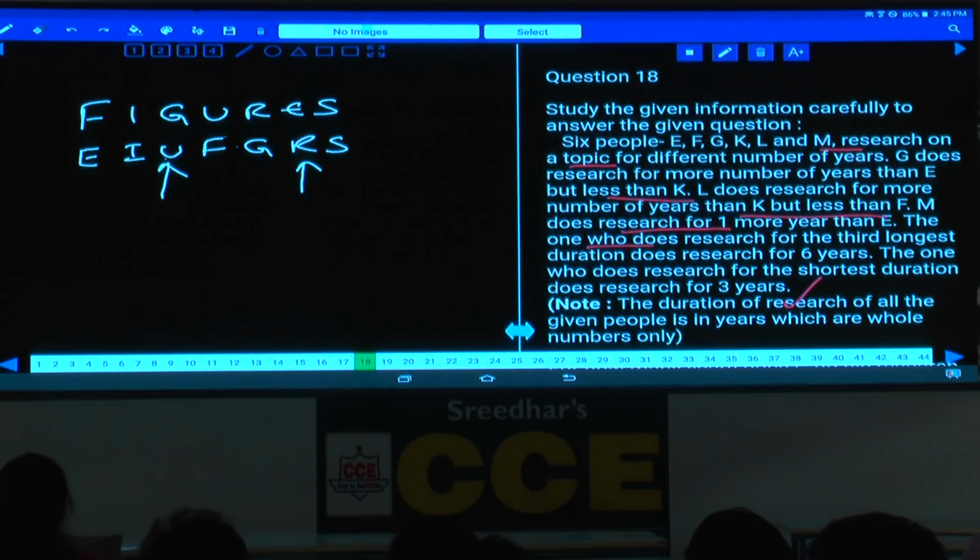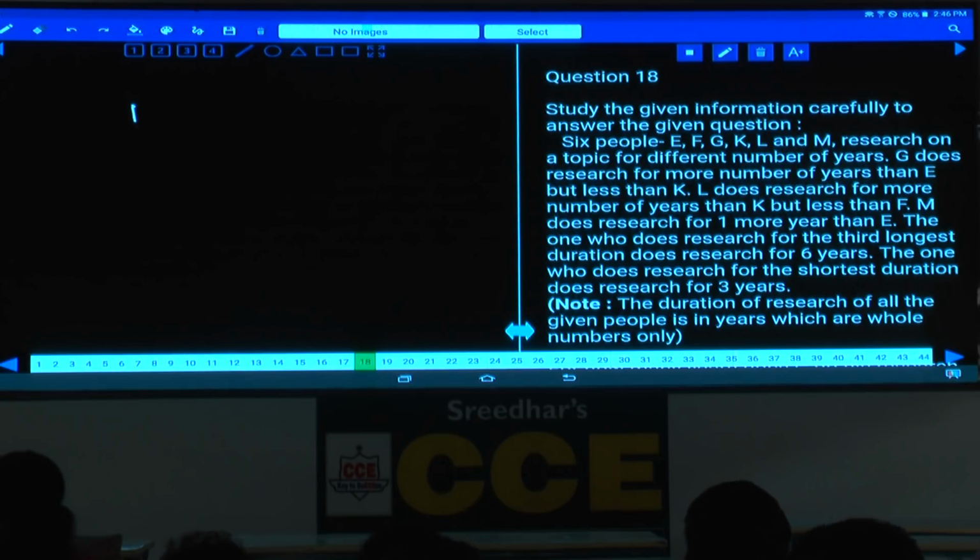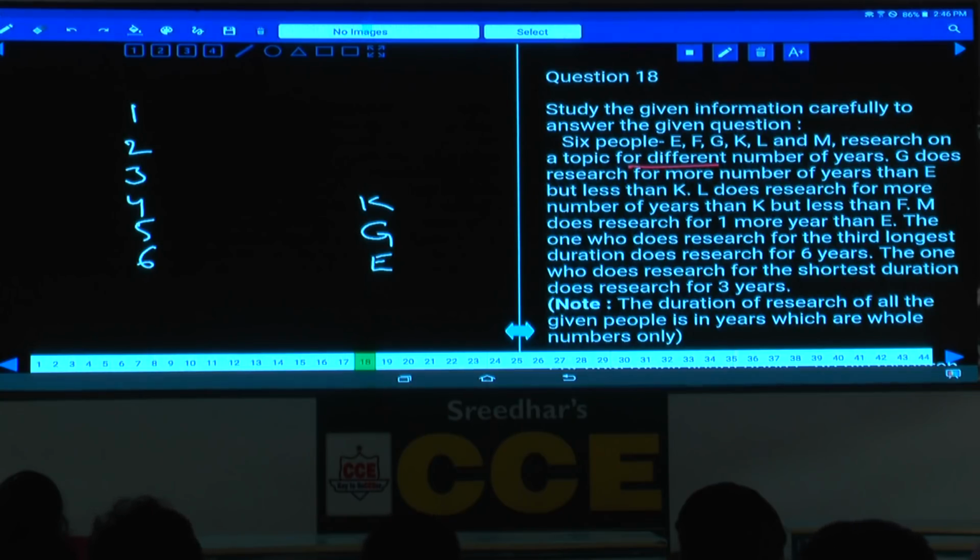Then 18 onwards. Now question number 18, 6 people E, F, G, K, L, M research on a topic for different number of years. Different number of years is given, isn't it? 6 people, different number of years. Now 1, 2, 3, 4, 5 and 6. G does research for more number of years than E. G is more than E, but lesser than K, which can be represented like this.